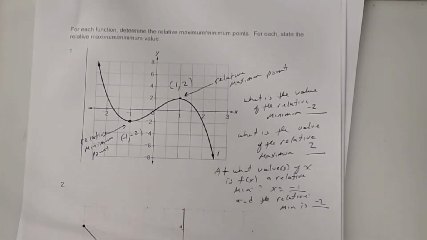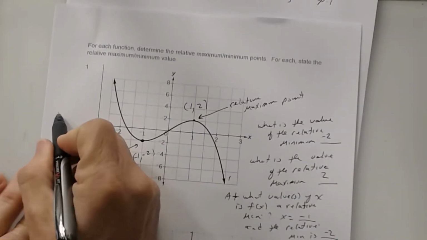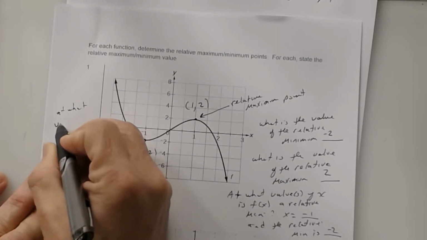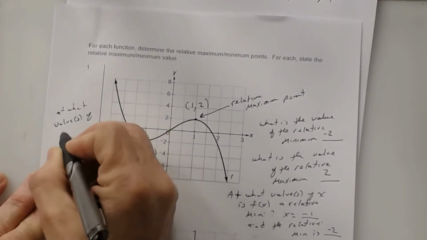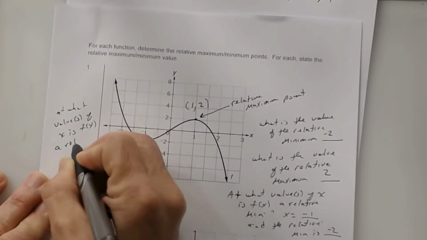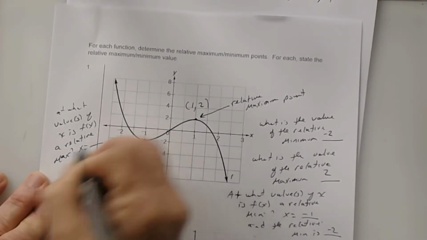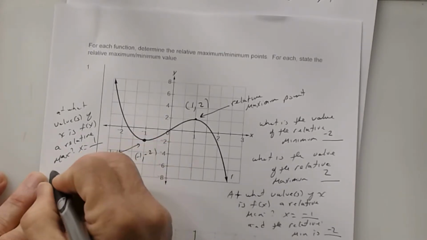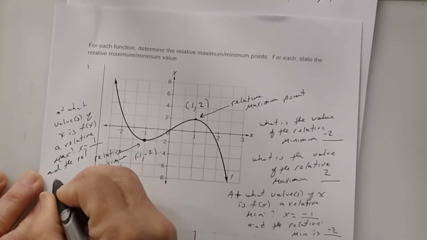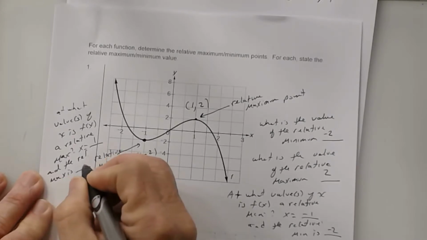And then over here, it would say something like this. I'm going to go ahead and put that right here. At what values of x is f of x a relative max? So you can say x equal blank. What is it? 1. And the relative max is blank, 2.